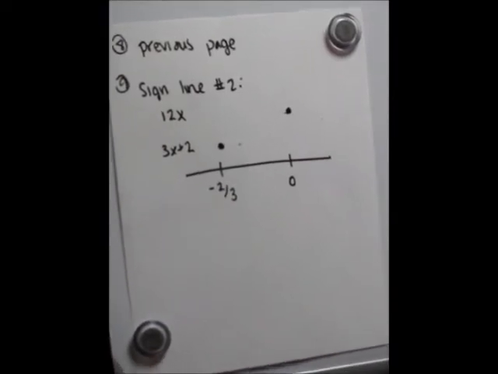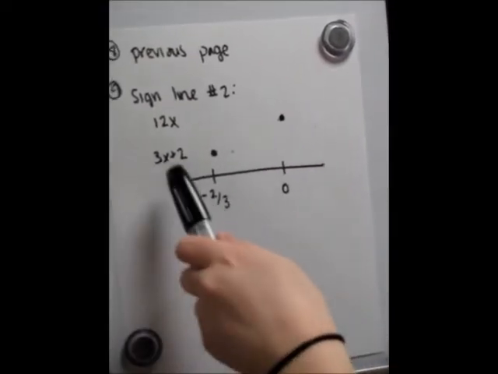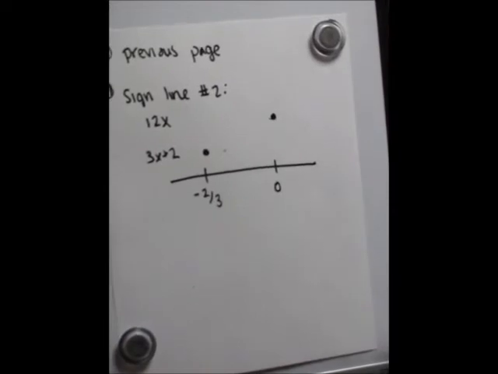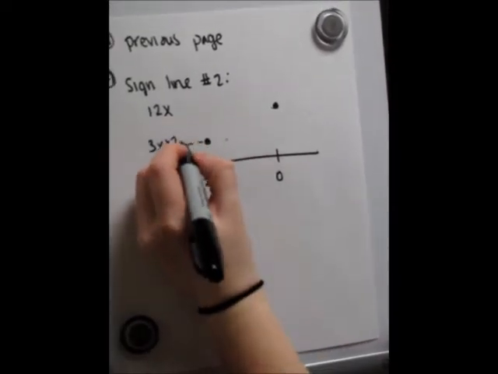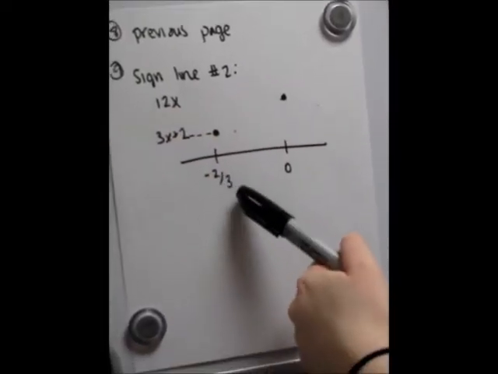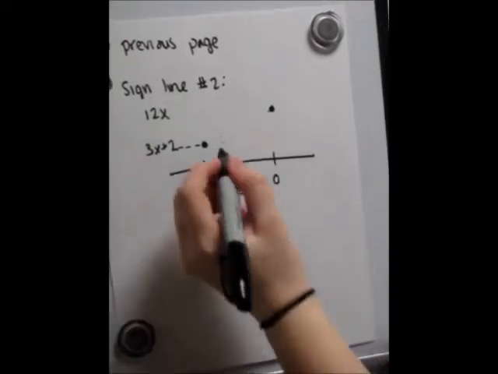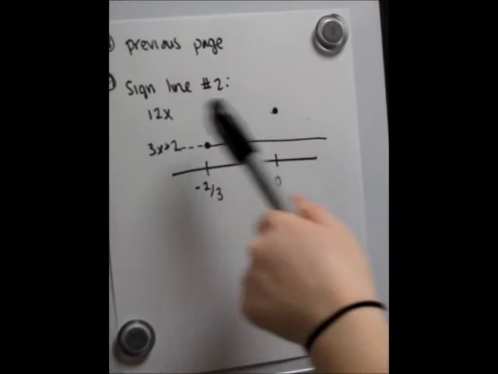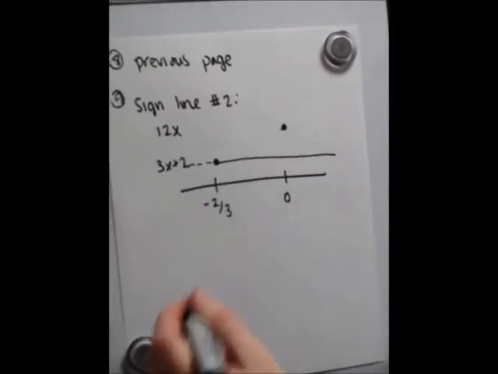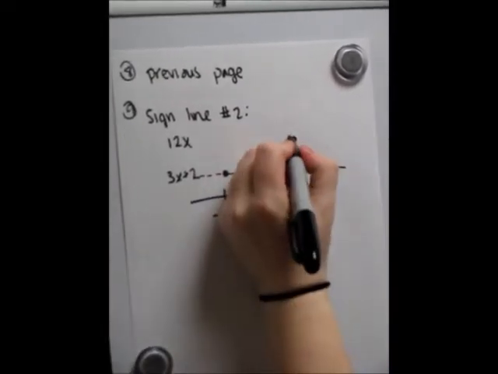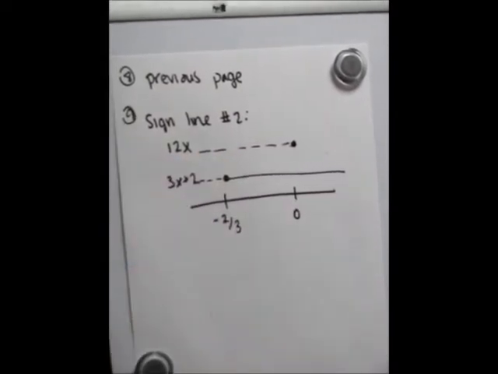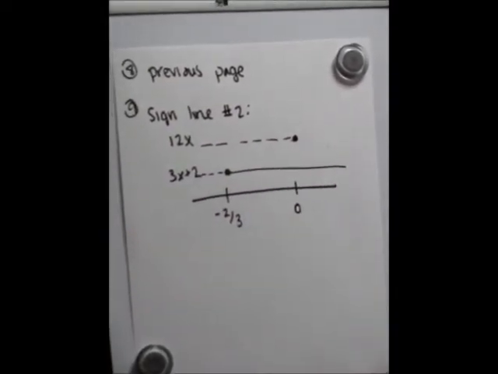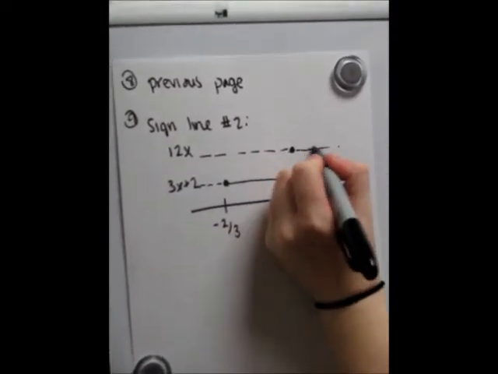Now again, if you want to plug in anything below negative 2/3 into this equation, you're going to get a negative. And if you plug in anything more than negative 2/3, you're going to get a positive. If you plug anything into 12x, anything below 0 you'll get a negative. If you plug in anything more than 0, you'll get a positive.